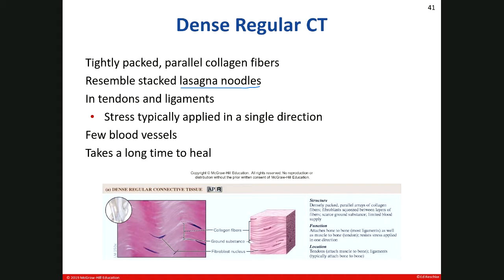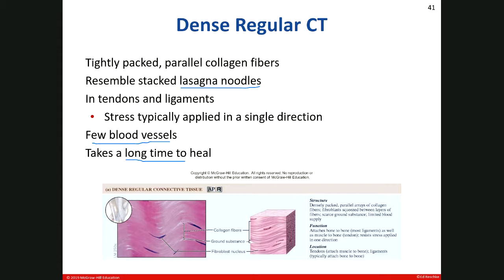Okay? And if there's not a lot of ground substance, and hence not a lot of space, then remember what I said. Your body likes to grow blood vessels in areas where there's a lot of space. Since there's not, you have very few blood vessels. And if you don't have a lot of blood vessels, you're not getting a lot of blood if you injure yourself, so it takes a long time to heal.